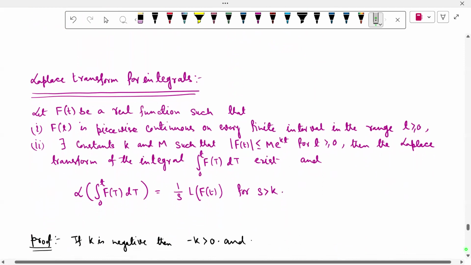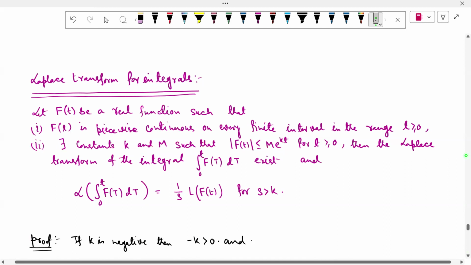So, Laplace transform for integrals. Let f(t) be a real function such that it satisfies some properties: f(t) is piecewise continuous on every finite interval in the range t greater than or equal to 0, and there exist constants k and M such that mod of f(t) is less than or equal to M times e to the power kt for t greater than 0. So we need these two conditions.